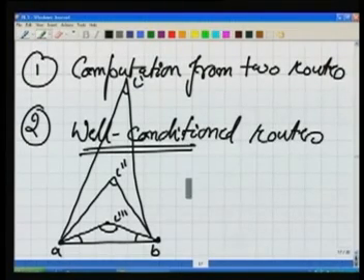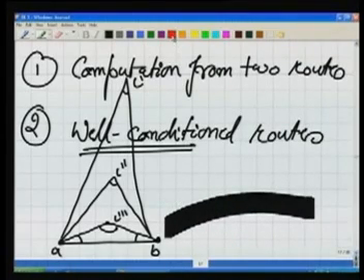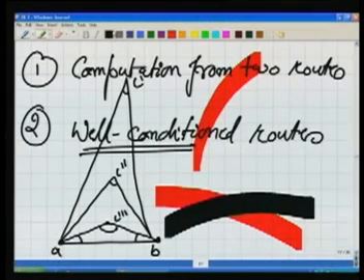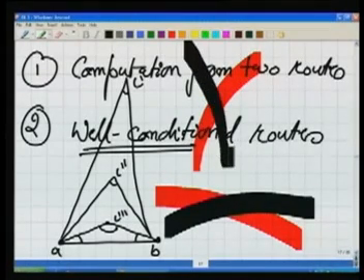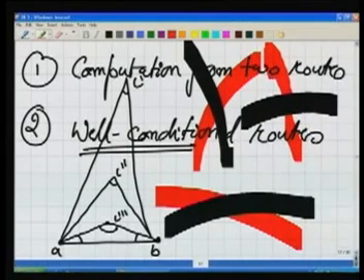These arcs, if the angle is very large, the arcs will cut somewhat like this, or if the angle is very small, the arcs will cut somewhat like this. If the angle is 90 degree, the arcs will cut like that, and for 90 degree it should be like that. Let me make it a little bit thick so that it is same as others.